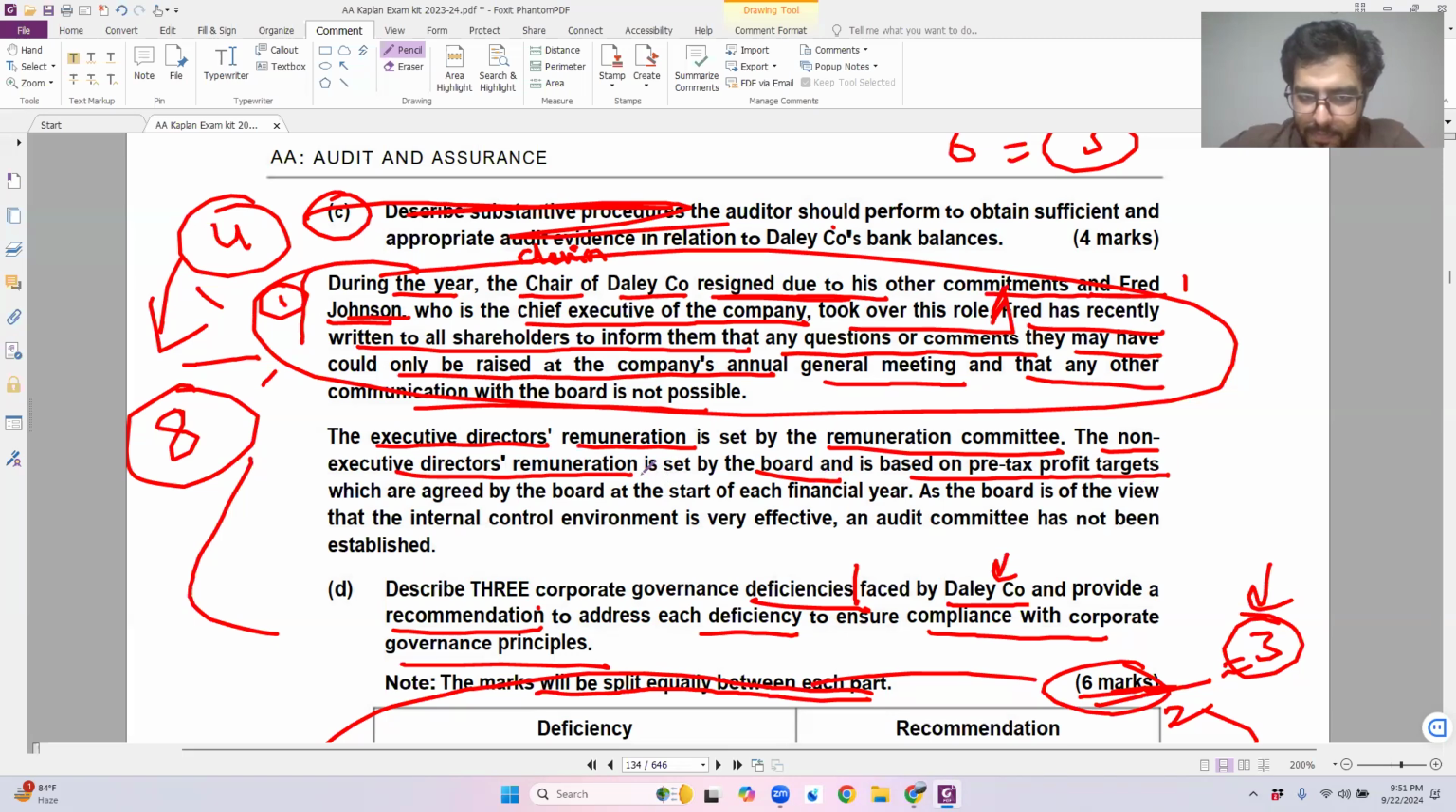Their remuneration is based on profit, and their pay should not be linked to the company's performance. Okay, now I have a very important thing that I need to tell you. Even within the previous lecture, this point was not written down, but the board, the non-executive directors, can themselves decide what they should be paid. They decide themselves. But obviously, they need approval from the shareholders when they are deciding that.